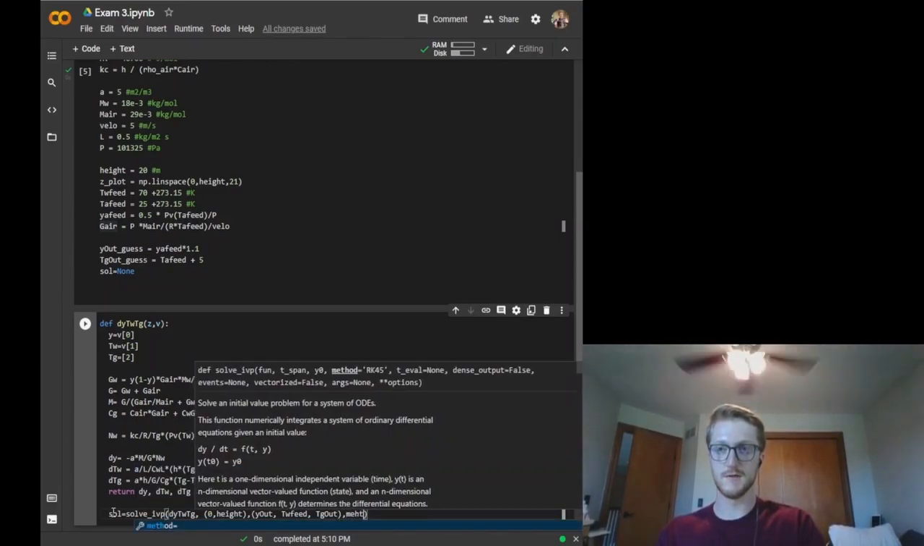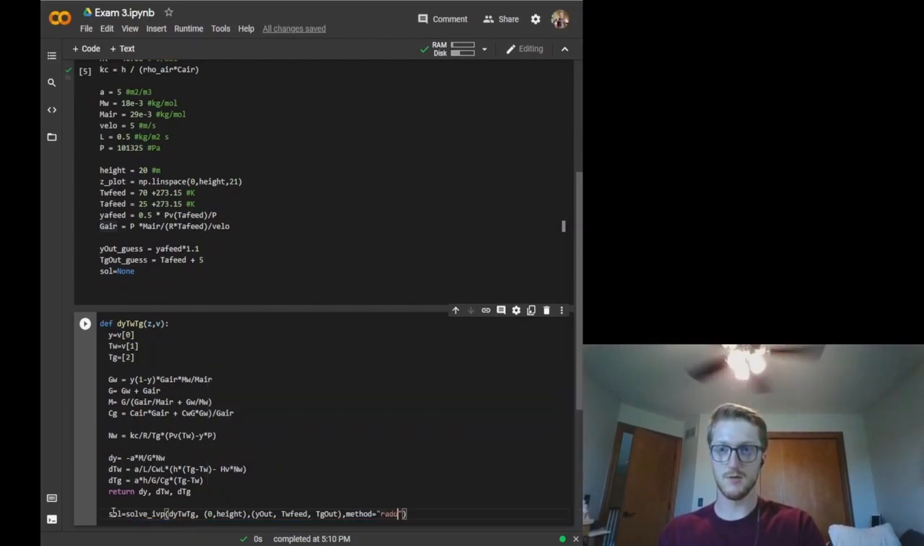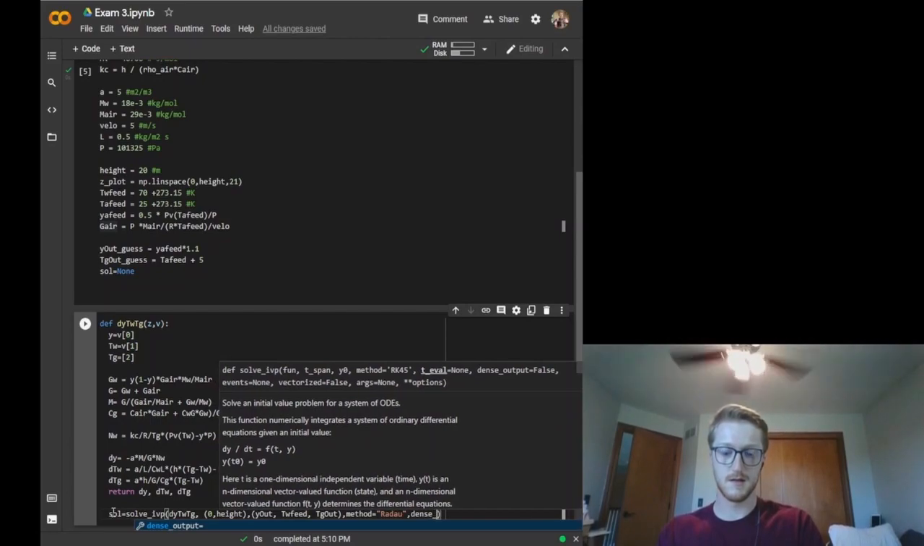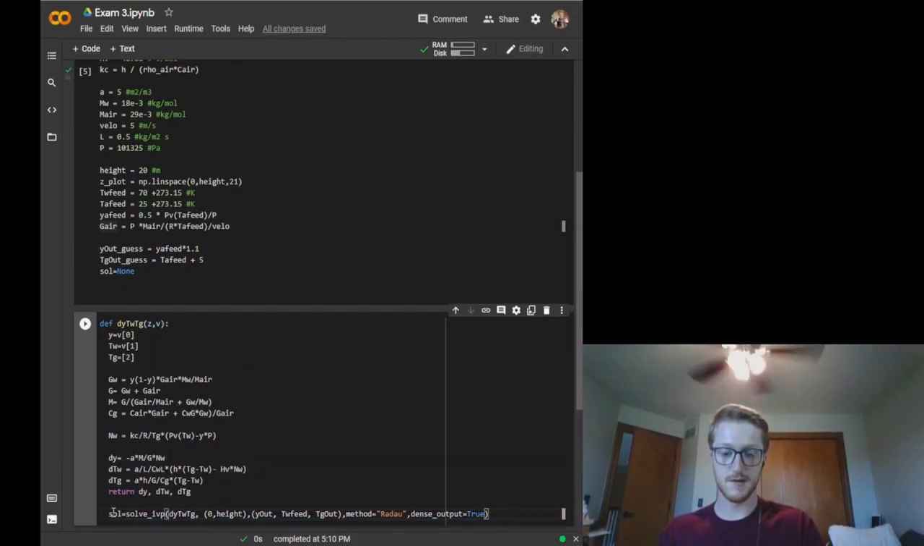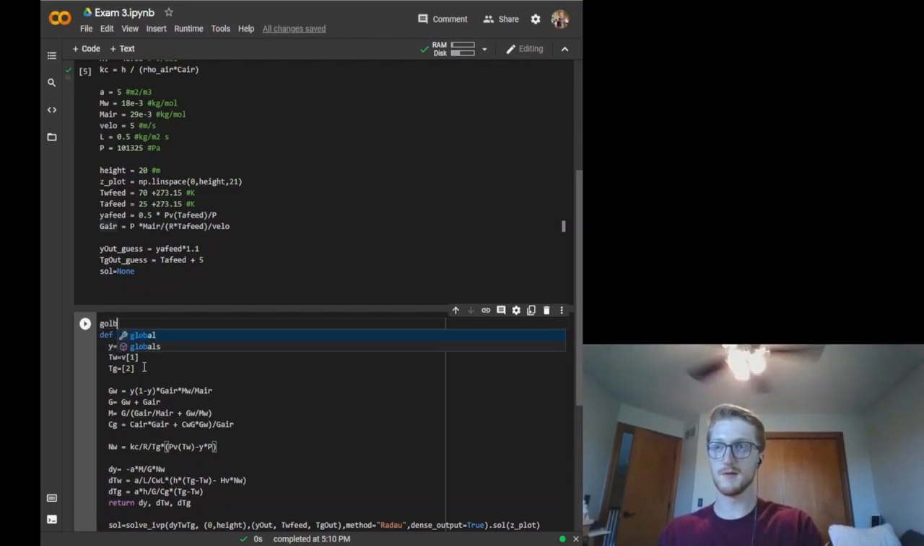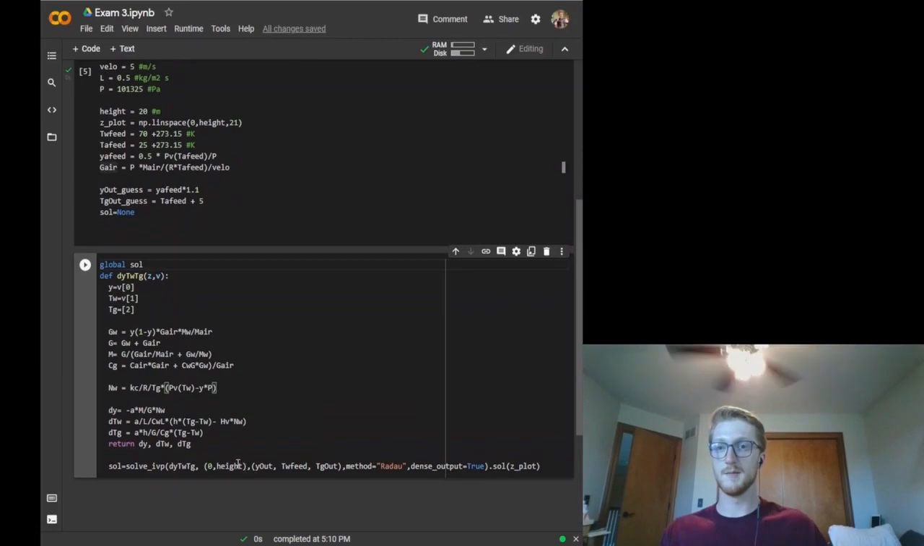And then we'll use everyone's favorite method, Radau. And then we want to set our dense output equal to true. And we're going to want to evaluate this at our incremental values that we determined earlier, so our z-plot values. So we want to be able to evaluate those at each point. So we'll say z-plot. And then another important thing that we're going to need to do real quick is we want the values of that initial value problem to be able to be pulled out of the hierarchy. So we're going to say global sol solution. That way we can use it on the outer scope without being just in this scope of the problem.